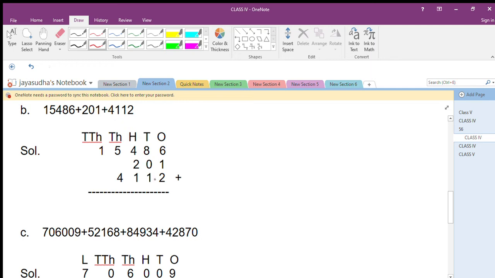Here listen, the next set of numbers is up to thousands only. There is no 10,000 place numbers. So you drop here only. So now we have to arrange the numbers column-wise according to the place values. Now you want to add the numbers, children.